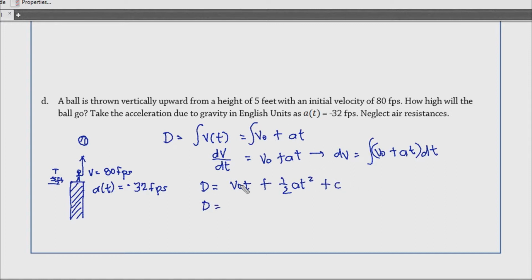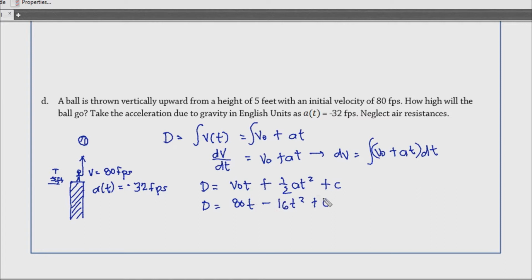So, d is equal to v0 t plus, itong a natin is actually negative kasi pababa siya, so that is minus 32, so divide by 2, that becomes 16 t squared, and then plus c. Now, how do we determine this c?